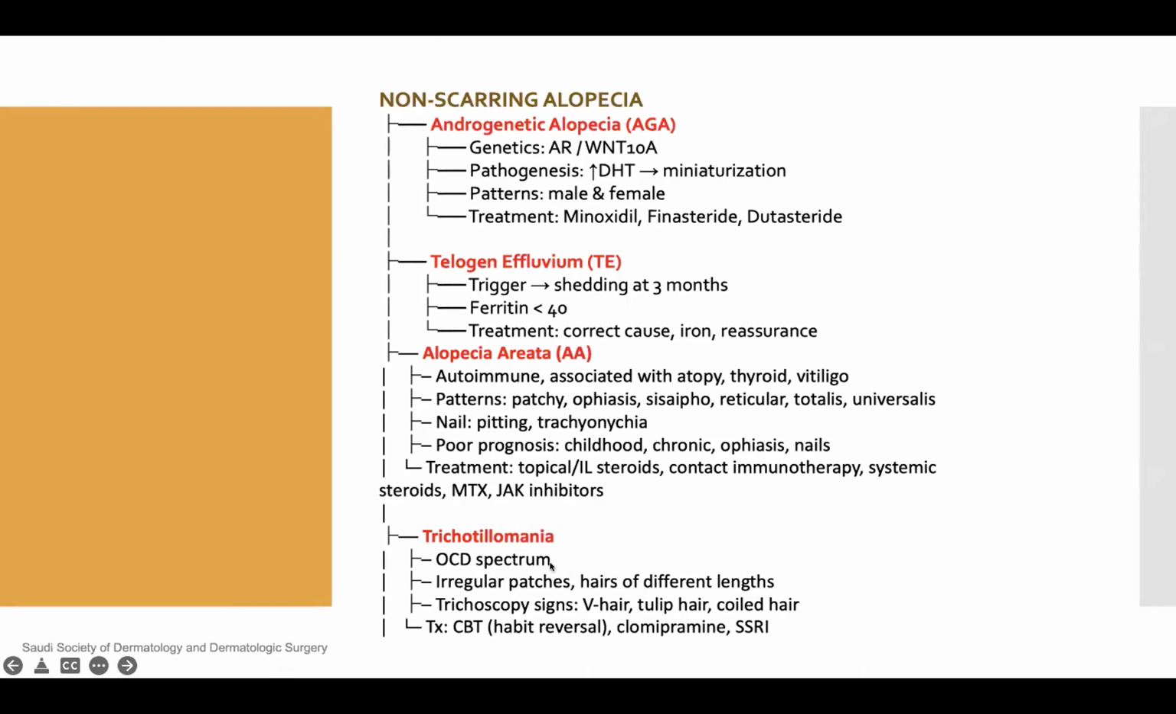Trichotillomania is on the OCD spectrum, with an irregular patch with hairs of different lengths. Of the trichoscopy signs that we mentioned, the one that is very specific to trichotillomania was number 7. Treatment: cognitive behavioral therapy, clomipramine and SSRI.